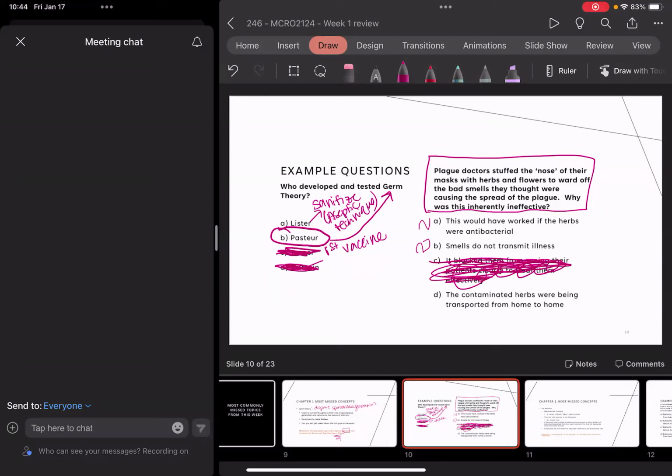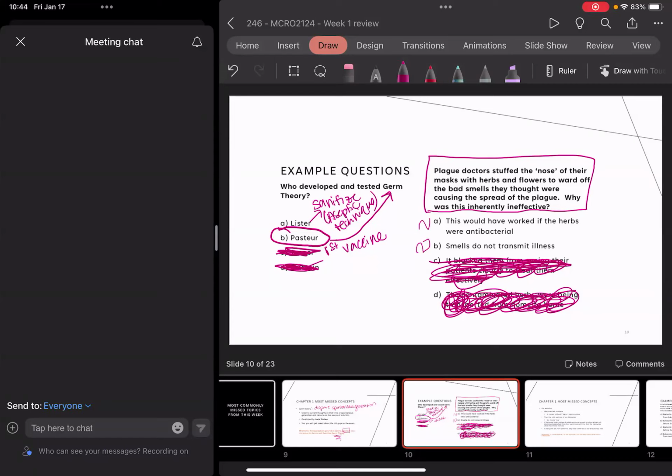Even if they could have seen their patients, the herbs still wouldn't have stopped it. The contaminated herbs were being transported from home to home. That's not why the doctors were getting sick. The homes already had the sick people in them. Okay. So don't get confused there. So here we have, this would have worked if the herbs were antibacterial, or the smells do not transmit illness.